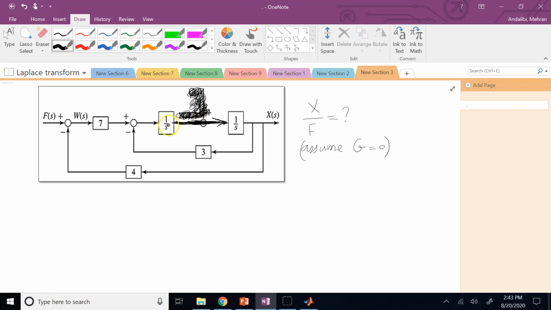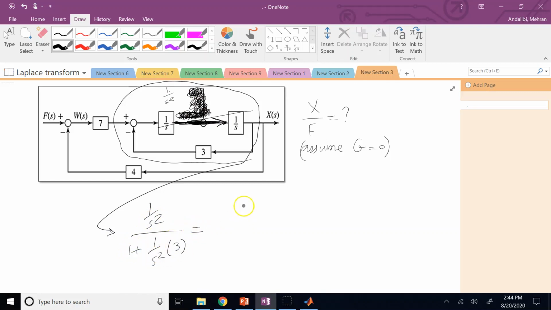So how do I do it? Well, here these two 1 over s's are in series. So I can simplify them to be 1 over s squared. Then that 1 over s squared and the 3 are what? Are in a feedback. So this whole thing, if I want to simplify it, it is going to be the feedforward divided by 1 plus feedforward times feedback, which if you simplify it, it is going to be 1 over s squared plus 3.